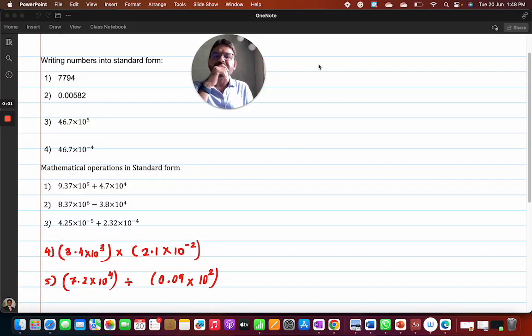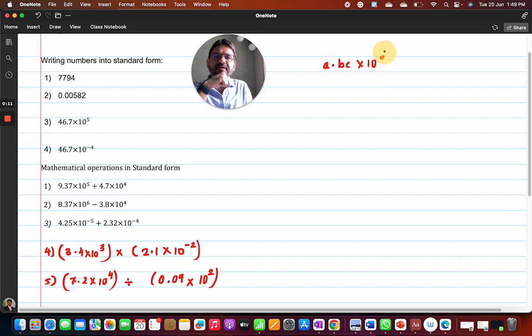So, writing in standard form. Basically, when you want to write numbers in standard form, you have to write something like a.bc into 10 raised to b, where a is your number between 1 and 10. So it can be 1 and 9 basically. So it can be 9 point something also. Okay, so this can be like this.